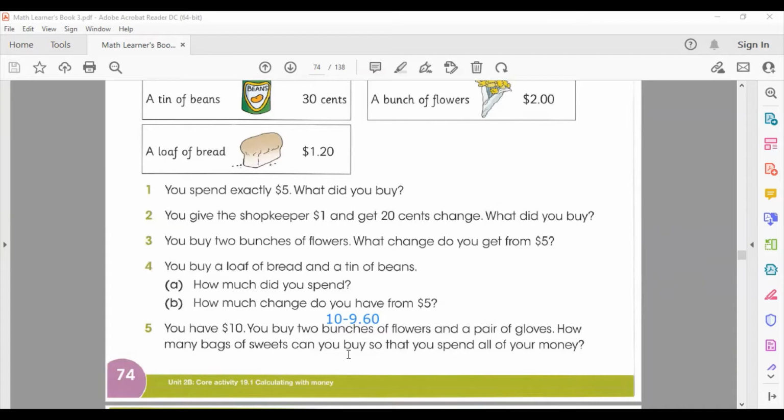How many bags of sweets can you buy? The bags of sweets price 20 cents. So the remaining we have is $10 minus $9.60, which is $0.40. We have only 40 cents remaining, and 1 bag of sweets is 20 cents. So we can buy 2 bags of sweets, because at the end we have only 40 cents remaining. Let us move to the next part.